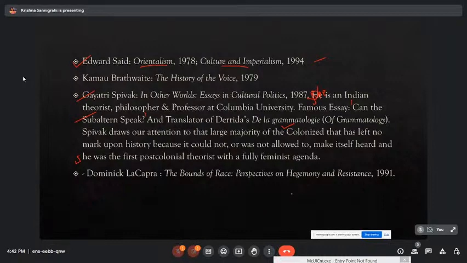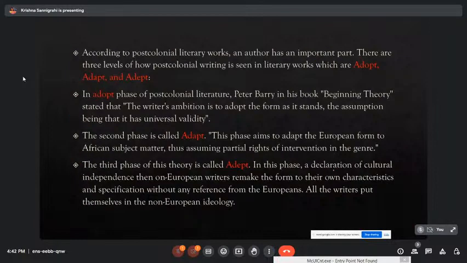Then Dominick LaCapra, The Bounds of Race: Perspectives on Hegemony and Resistance. Now before you, you have the concept of the adopt, adapt, and adapt phase. So you can just go through the points and try to understand what these points actually mean.